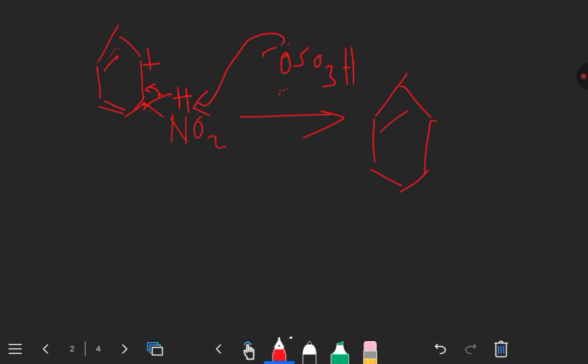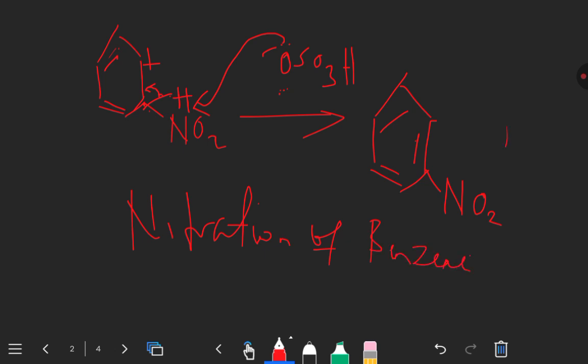So I'm going to have a double bond there, another double bond there, and there with NO2. So what we have just done is that we have performed what is known as nitration. So this is basically nitration of benzene, and our product is actually this compound here.